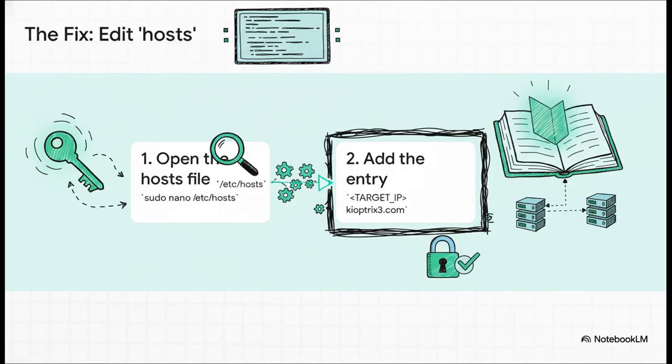Okay, so for Kali Linux, or really any Linux system, all you got to do is open up the /etc/hosts file. You'll need root privileges, so use sudo. Then you just add one line. That's it. The target's IP address, a space, and the hostname Kioptrix3.com. Save it, and you're done.